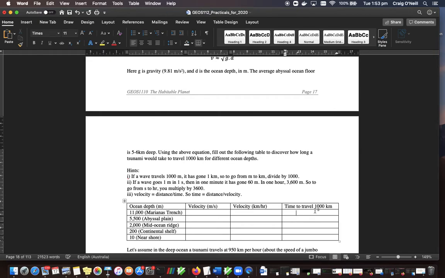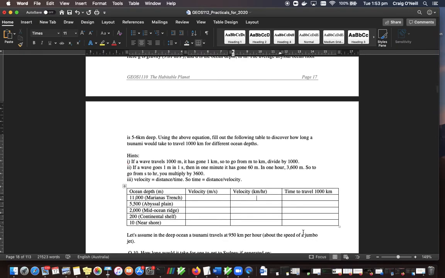And the last step here is to work out the time it takes to travel 1,000 kilometers. So here I've given you an equation where the time is equal to the distance, here it's the 1,000 kilometers, divided by the velocity, which is our second column here. So take your distance, 1,000, divide by your velocity, and write down the time here. It should be in hours. Some people converted it to minutes for the earlier ones, but I'm happy with hours if we leave it at that.